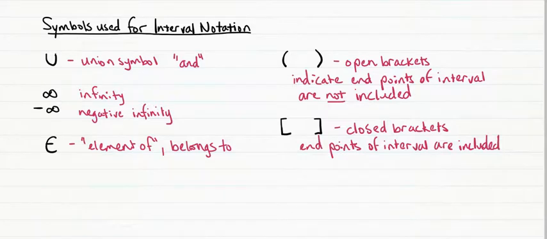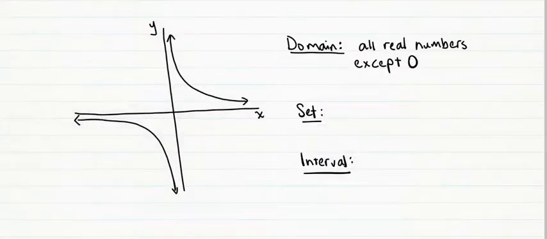Okay, so let's see one quick example in this video, and then we're going to take a look at a separate video for a more in-depth example. So here's a function where the domain happens to be all real numbers except for 0. In set notation, we start by opening up a set notation bracket.